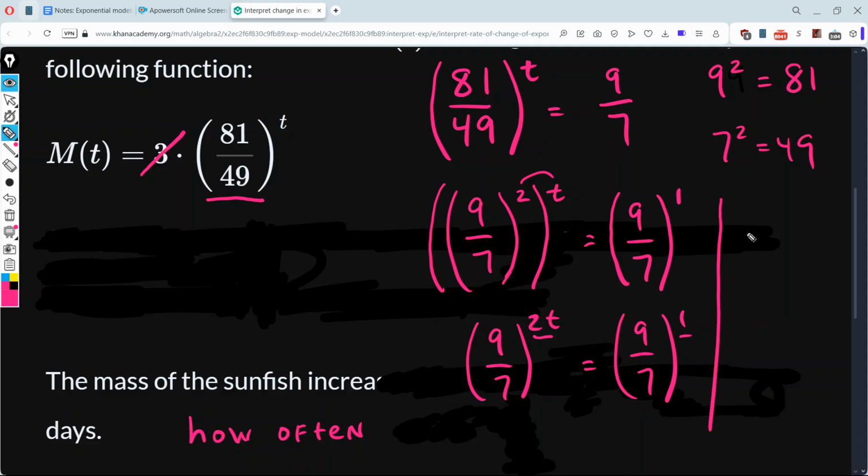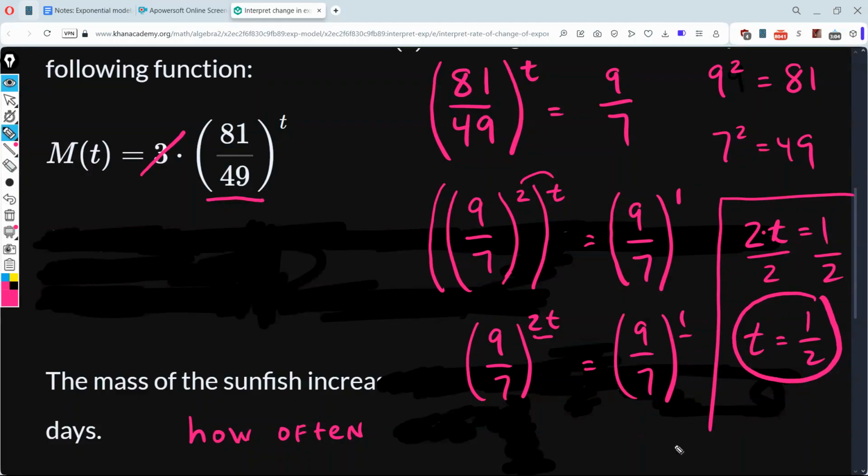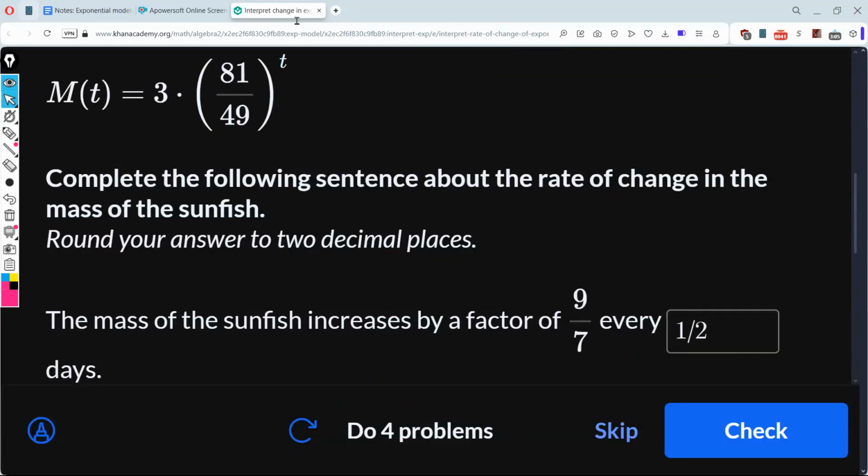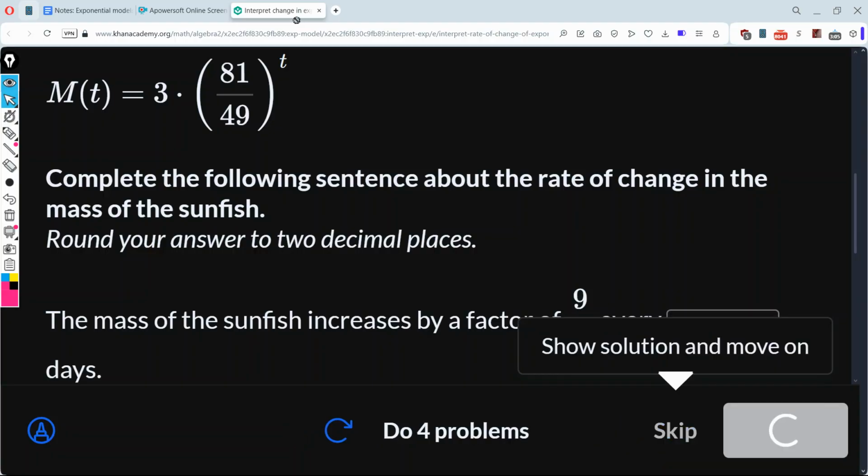Okay, I could do this part off on the side here. 2t equals 1. Solving for t, the opposite of times 2 is divided by 2. You do that to both sides. And t is just 1/2. Final answer. All right, 1/2 right in the box. 1/2 is the number of days.